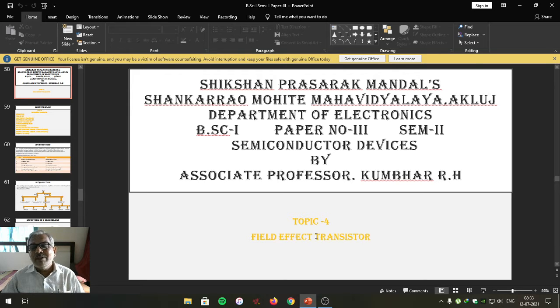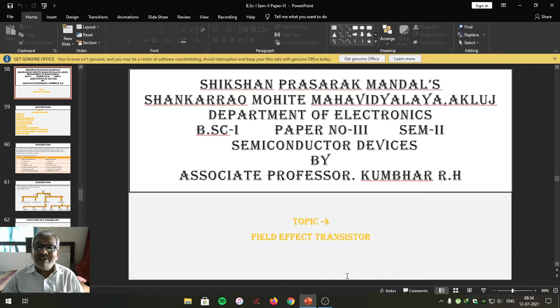Again, try to remember, the field effect transistor is a unipolar device and the BJT is a bipolar device. Unipolar means current is conducted by only one type of charge carrier, that is either electrons or holes, but not both at a time. In the BJT, current is conducted at a time by both types of charge carriers, that is electrons as well as holes. Such a device we call a field effect transistor.